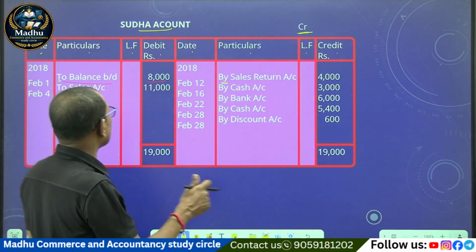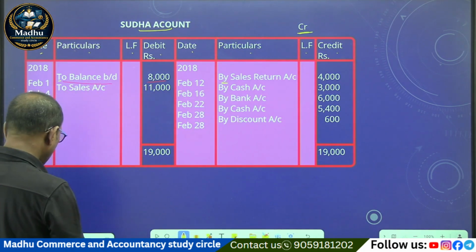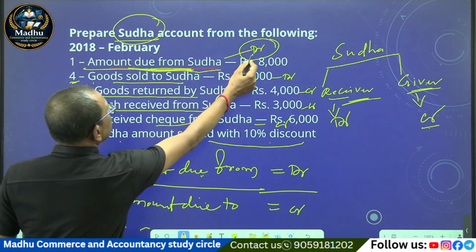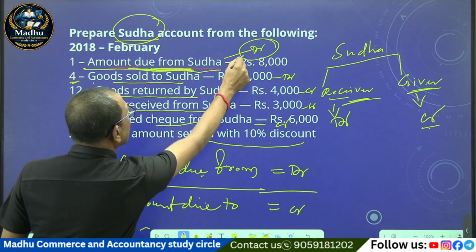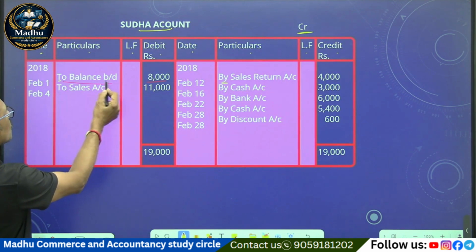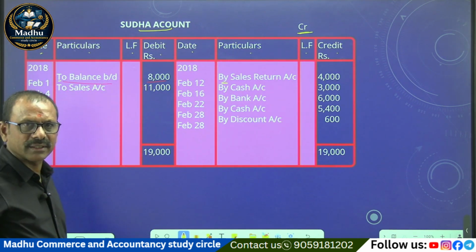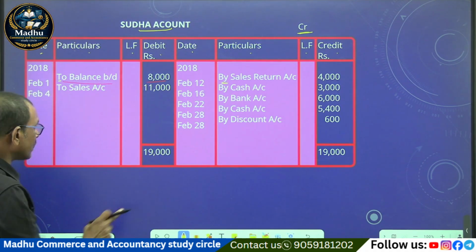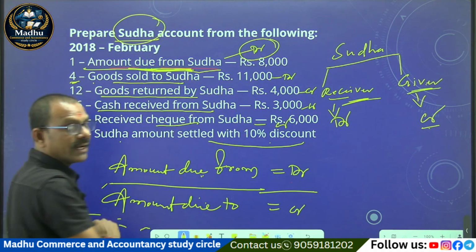Here due from is there. That's why we have to receive. That's why it is showing the side balance here, debit side. Due from debit, DR. DR means which side we have to write here? Debit side. Like this, To balance brought down. Like this we have to write 8,000 rupees. What is the amount given in the question? That should be recorded, 8,000 rupees.